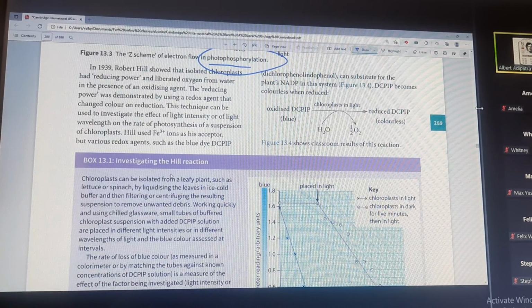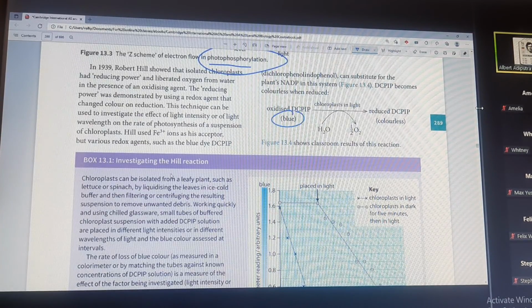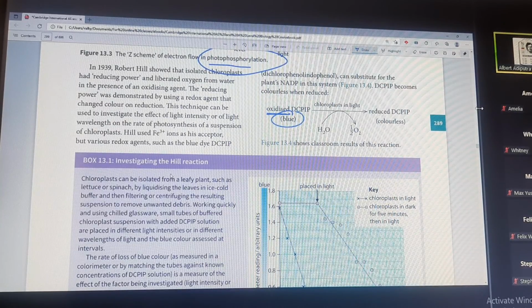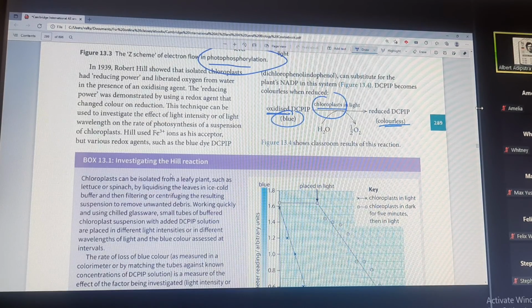At the beginning, the DCP-IP is blue because it is in the state of being oxidized. Now, when the chloroplast is exposed to light, the chloroplast would reduce the DCP-IP, and then it would turn colorless.